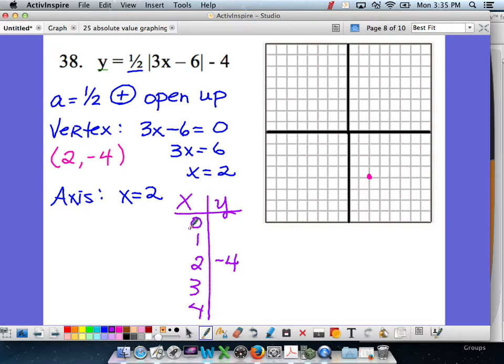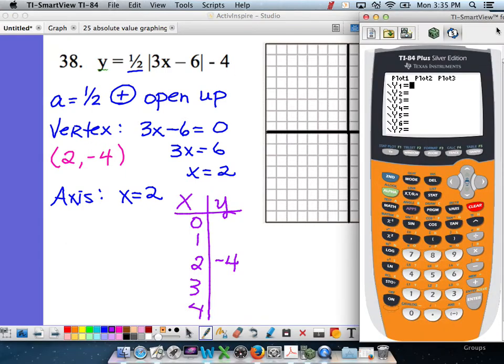So what you can do is take that 0, go back up here to your equation, plug it in, and solve it, and that'll give you that y value. Take the 1, go back up here, plug it into the equation, solve it, and that would give you that y value.